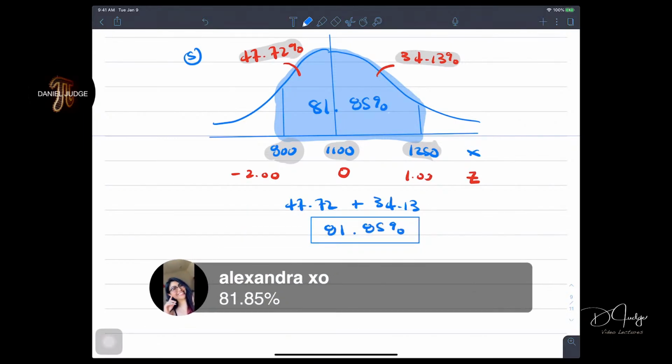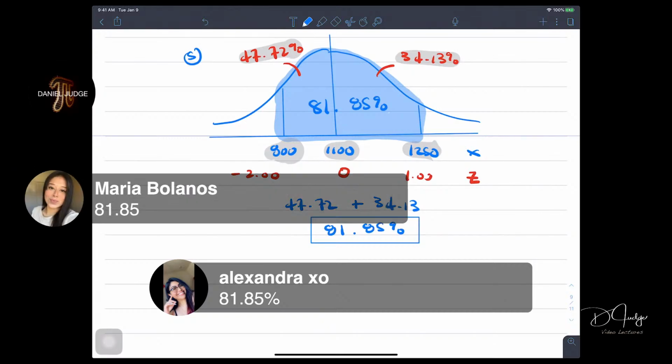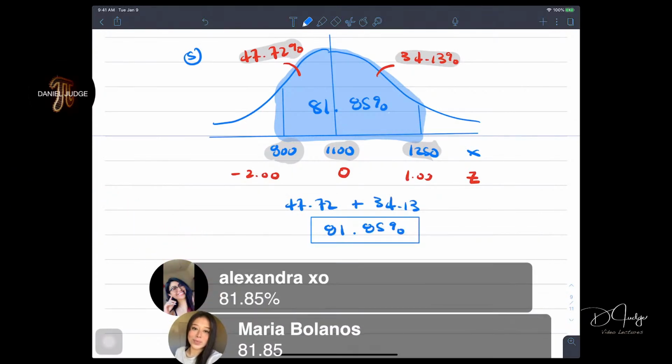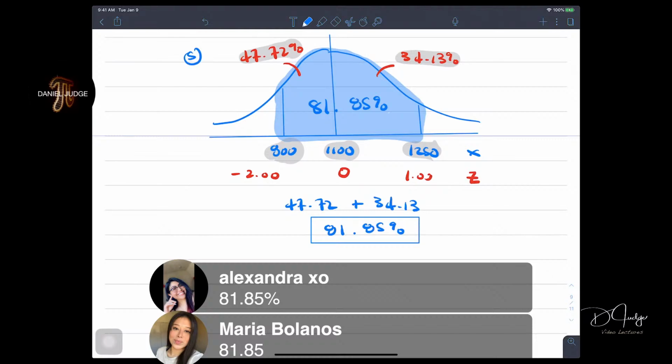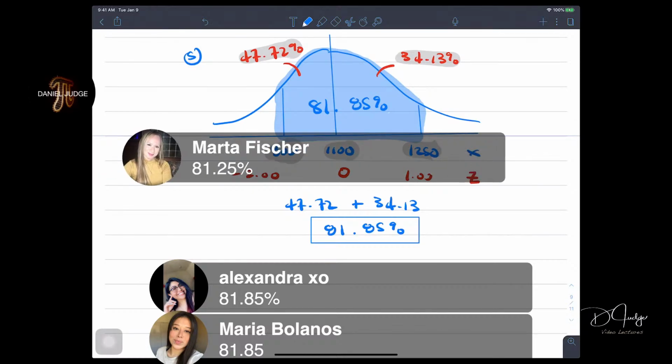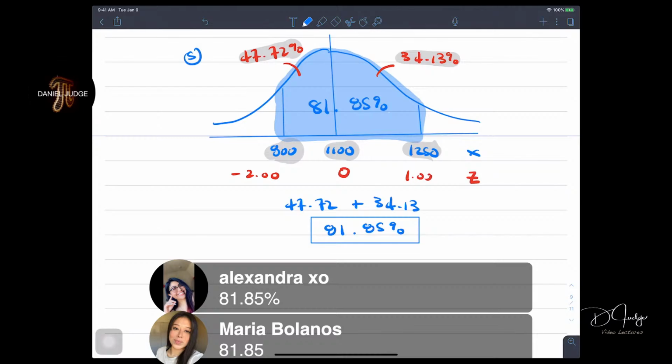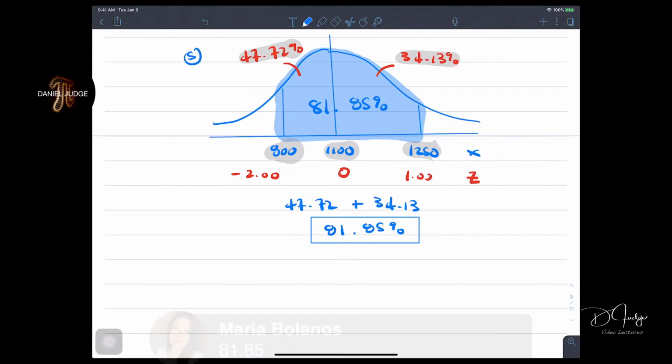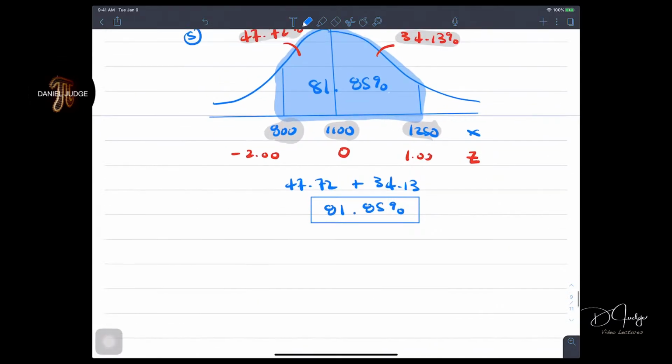So it looks like Alexandra, yes, you're correct with that. And Maria, you're correct with that too. I'm trying to see what we can do. We can fit this in. So we got 2 correct answers, 81.85%. So, you know, Marty, you want to be careful. That's 81.25. So be very careful. But anyway, ladies and gentlemen, there you guys go. Not too bad, right? This is how we do number 5. So, okay.